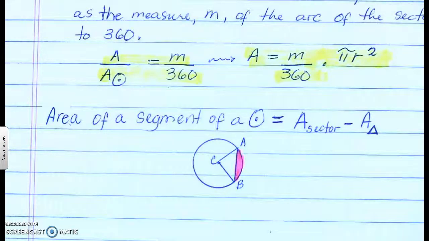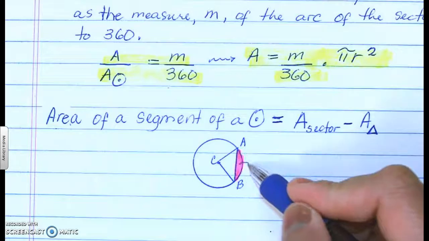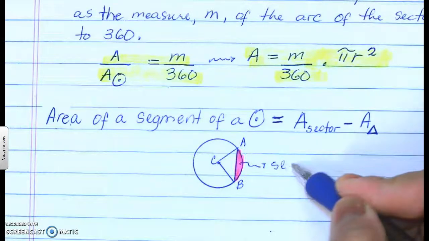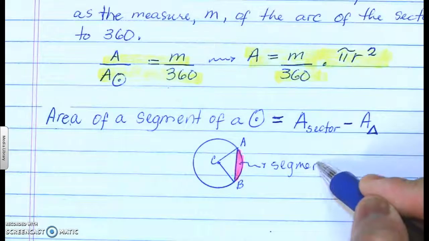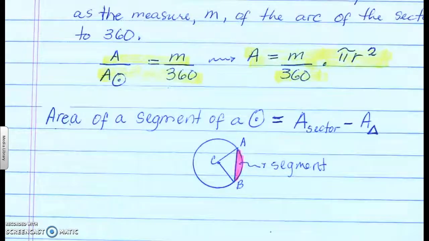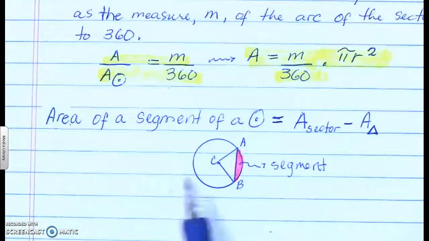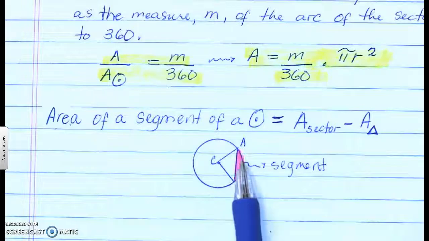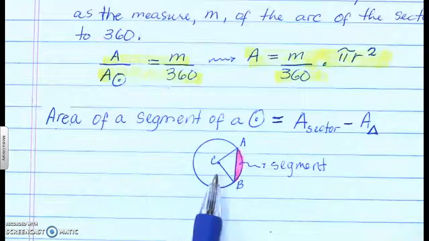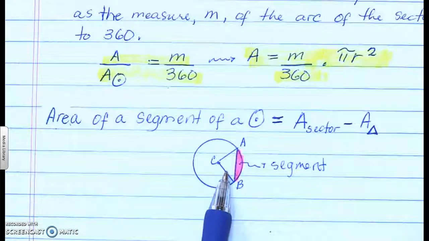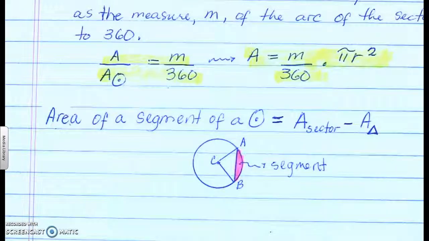So for our last formula, how do you get the area of a segment of a circle? As we said a while ago, this part right here that's shaded is called the segment. So we will use a little common sense and a little arithmetic here. For you to get the area of that region, you will have to get the total area of the sector first, and then get the area of that triangle right there and subtract them. And so that is it.